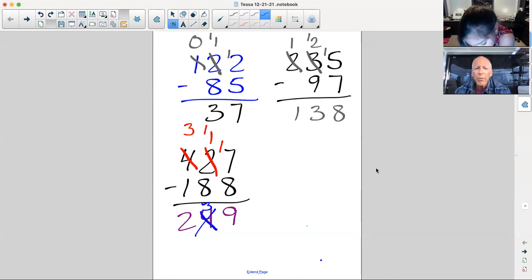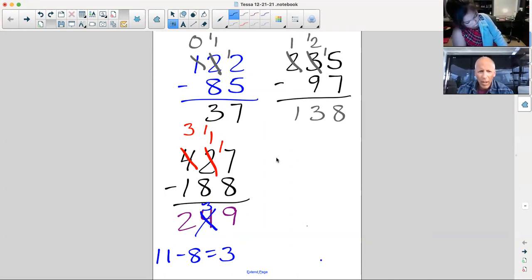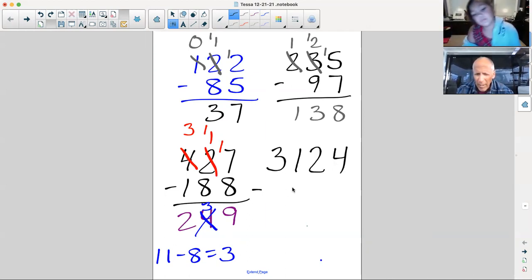Tessa, what did you do with your borrowing? What numbers appear above the 2? 11. Excellent. Okay, now you have just told me that the only problem you had, Tessa, was subtracting 8 from 11. Do you think you could do that correctly next time? Yes. Okay, excellent. Now I'm going to give you another one until you get it right on your own, Tessa. And I believe in you.